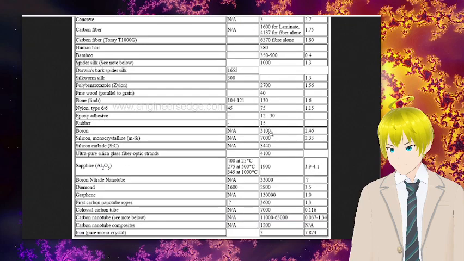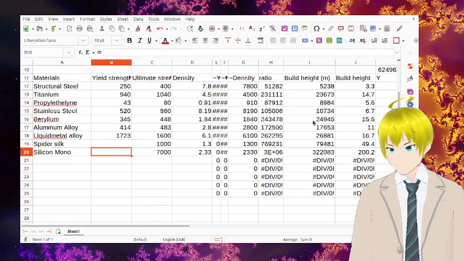So what do we have here? This one, silicon monocrystalline. 7,000 at 2.33. This is a really good ratio. So you can build 200 miles with this. 200. Look at that. That is crazy.